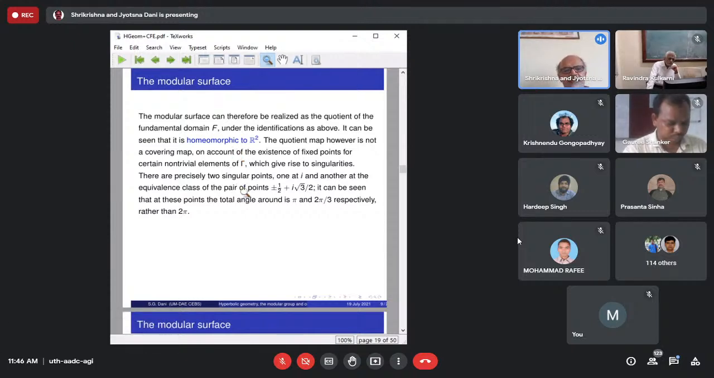Now I'm going to take a few more minutes, and then we'll have a break. The modular surface can be realized as the quotient. All this I have said. So they're precisely so. Now because of the structure of this, I'll just say this.